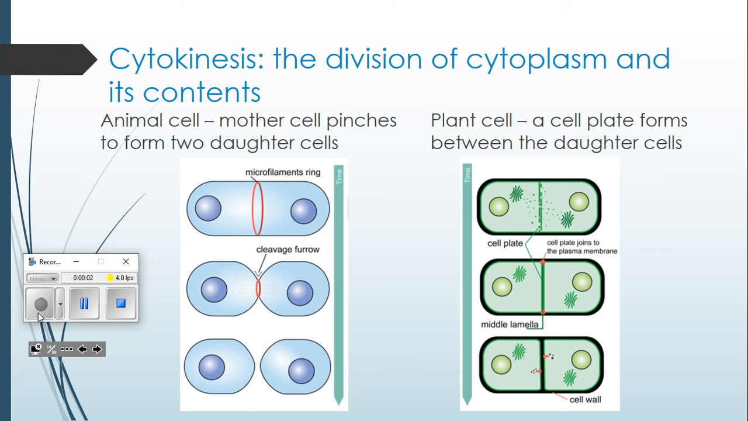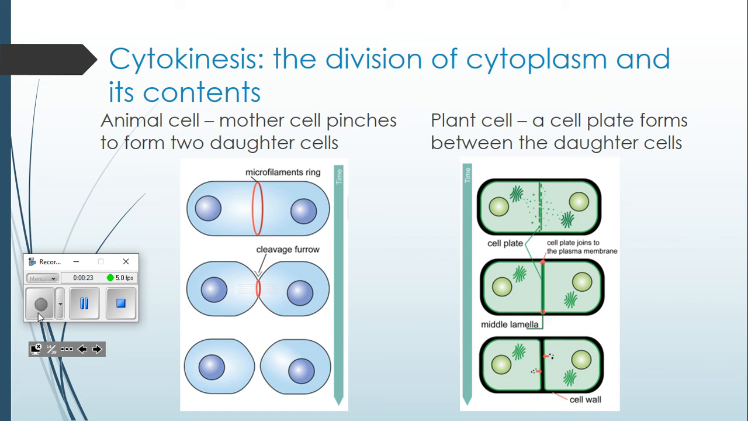In the final phase of mitosis, cytokinesis is what happens. Cyto means cell, and the kinesis part of the word is talking about splitting. So anytime you see cyto as part of a word, or cyte, it means cell. So cytokinesis is where we divide the cytoplasm and its contents.